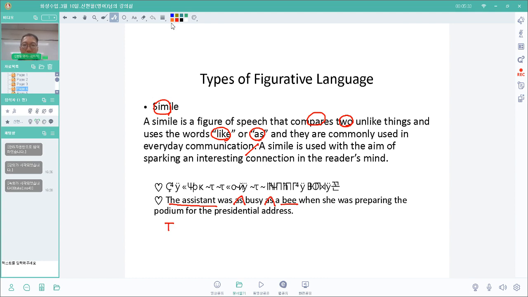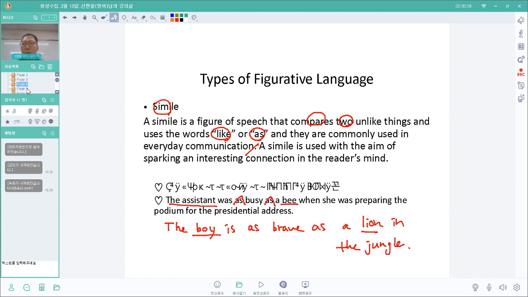Another example is: the boy is as brave as a lion in the jungle. So when you say this sentence, we are comparing the boy with a lion. The boy is as brave as a lion. So this is a kind of simile, making a comparison.